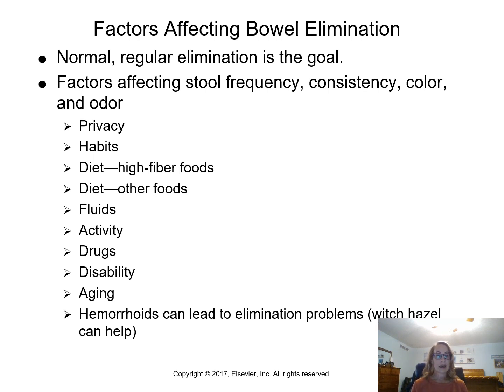Fluids. A lack of fluids can cause constipation. A lack of activity can cause constipation. Medications can change our bowel elimination frequencies and so on. Aging, or if the person has hemorrhoids, can interfere with normal elimination.